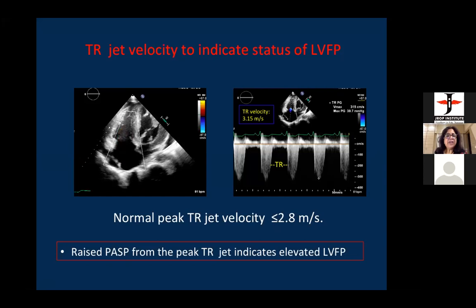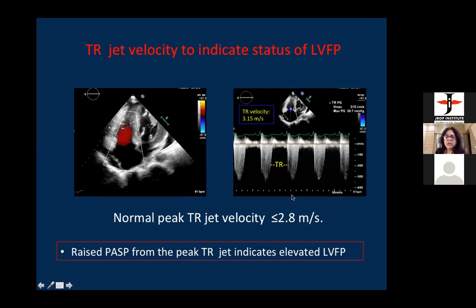Only with that, you will be able to get the exact velocity. And we get the continuous wave Doppler across the TR jet. Above the baseline is the tricuspid forward flow, and below the baseline is the tricuspid regurgitation, because it's coming back. This is the TR, and we measure the peak velocity of the TR jet.